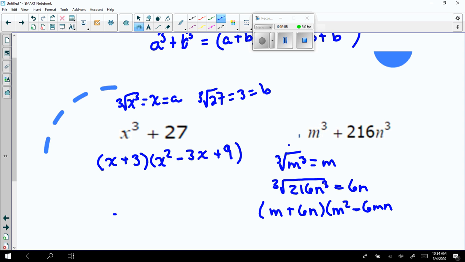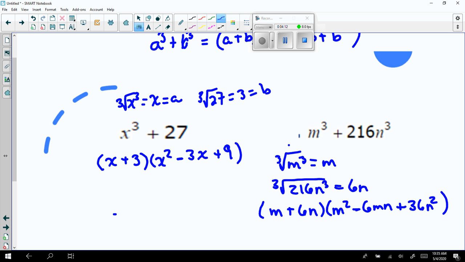I always put the m first because in standard form we want to put it in alphabetical order. And then I square the last term, and that one's always positive. So that's 36n squared. Don't forget to square the variable as well.